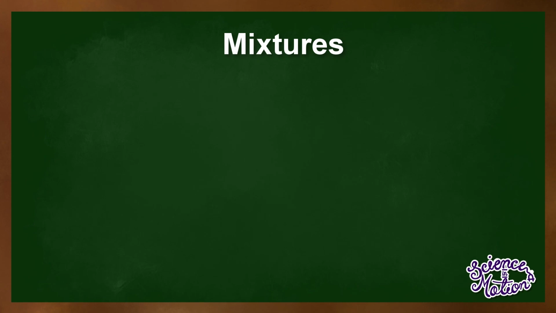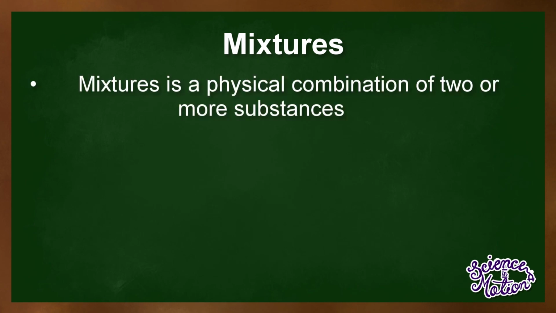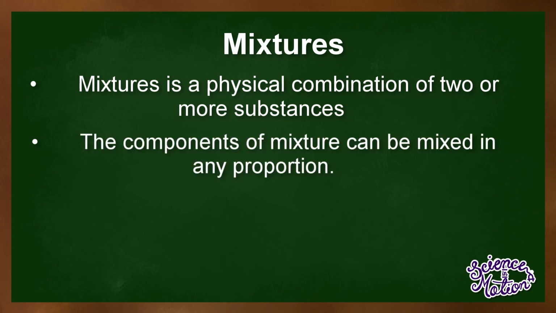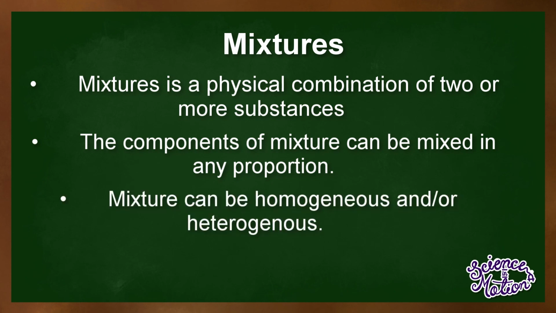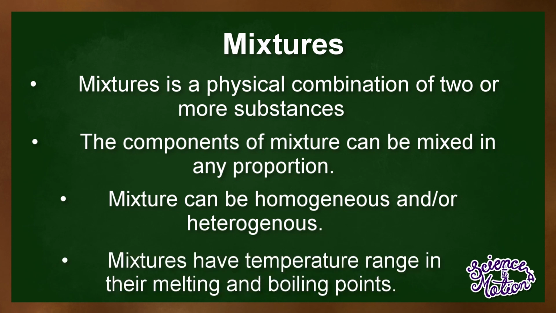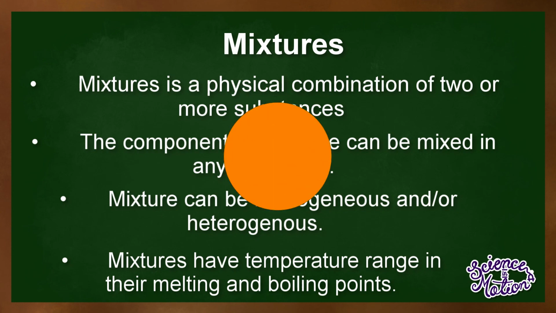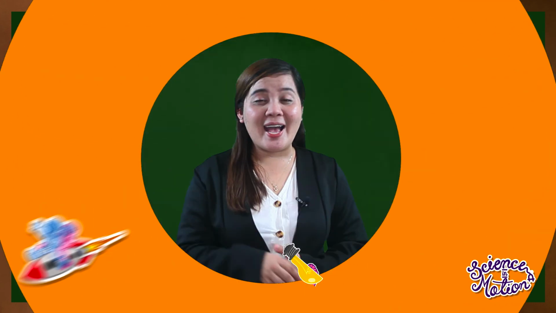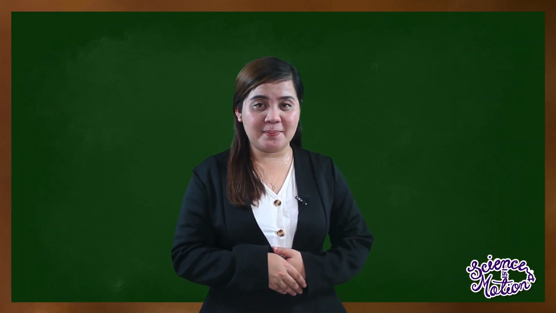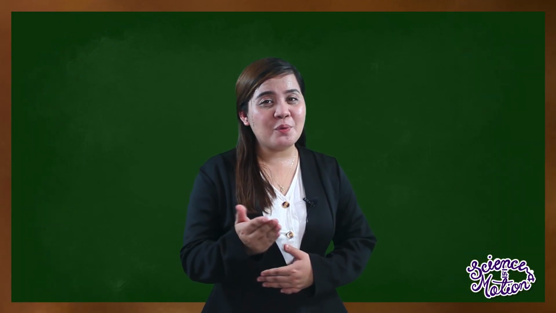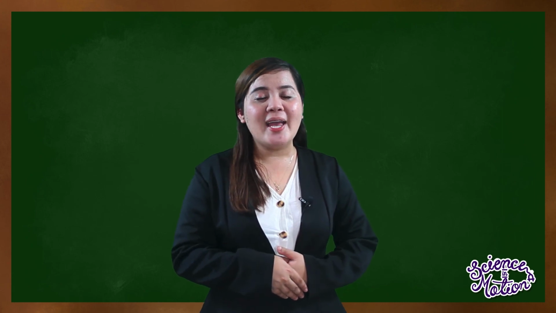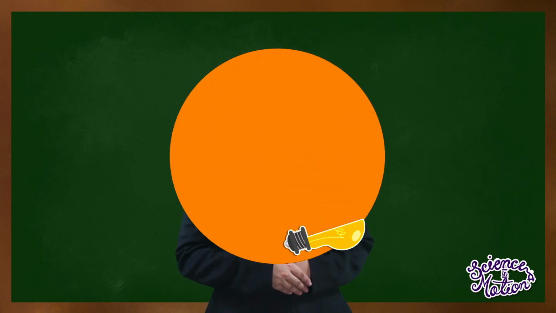For mixtures, it is a physical combination of two or more substances. The components of a mixture can be mixed in any proportion. Mixtures can be homogeneous and or heterogeneous. Mixtures have a temperature range in their melting and boiling points. Never forget about these concepts because this will help you achieve everything that you desire in becoming an excellent learner.